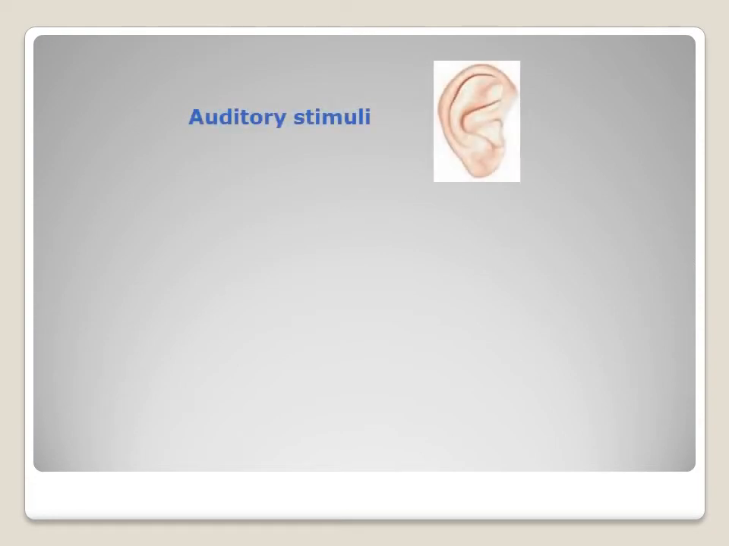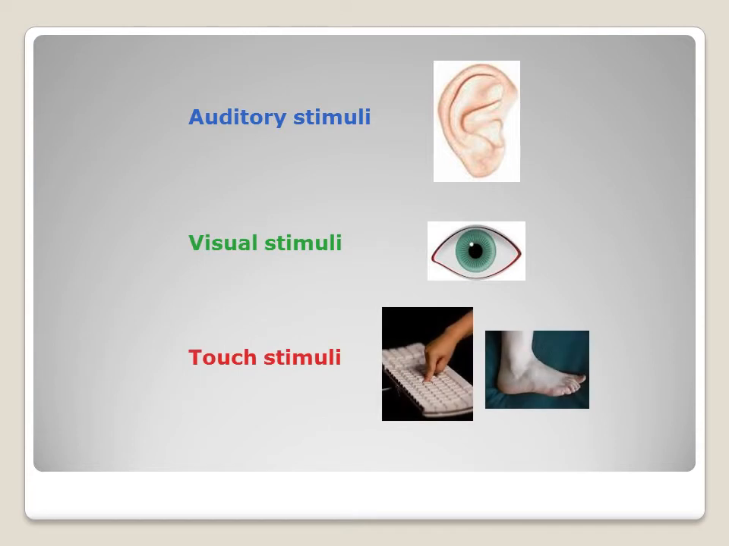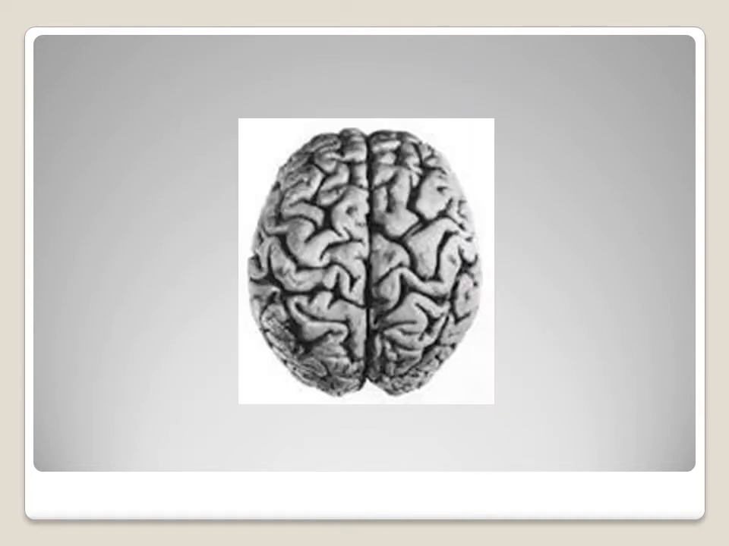Each of the stimuli is received by a different body part: auditory stimuli by ears, visual stimuli by eyes, and touch stimuli by hands or feet. But the main interpreter of these stimuli is the brain. On the whole, language is entirely dependent on the neocortex.